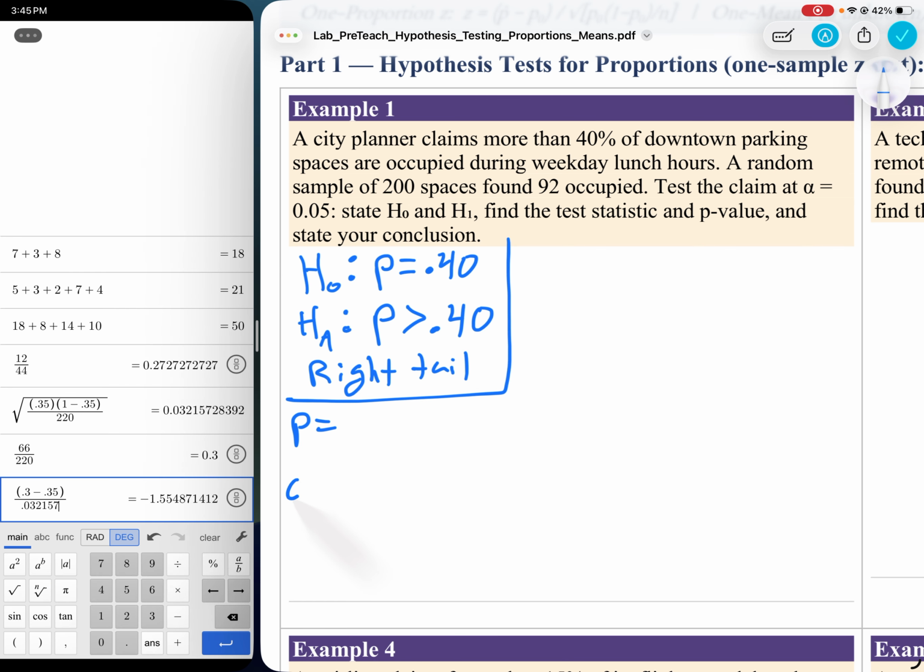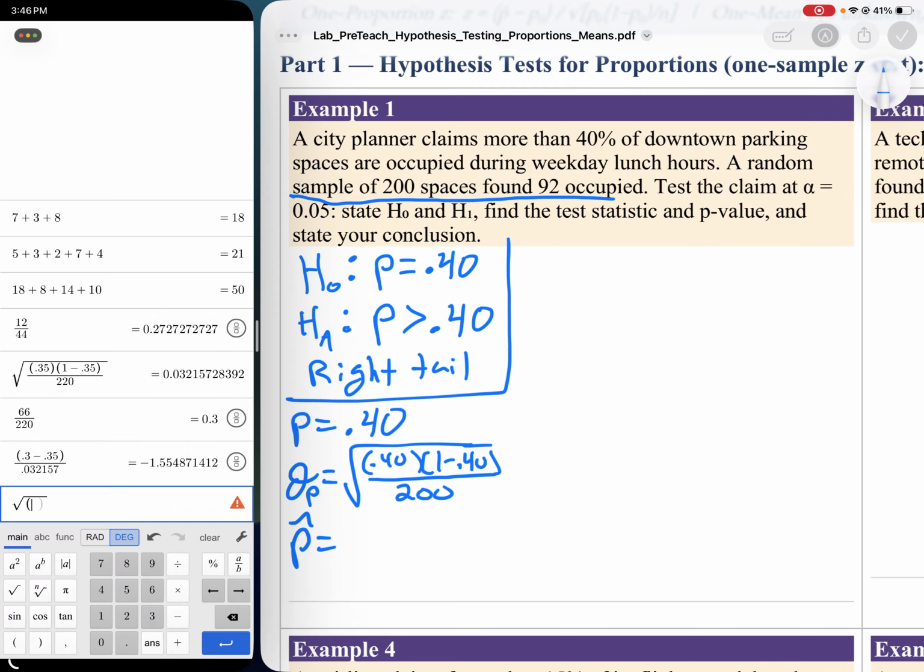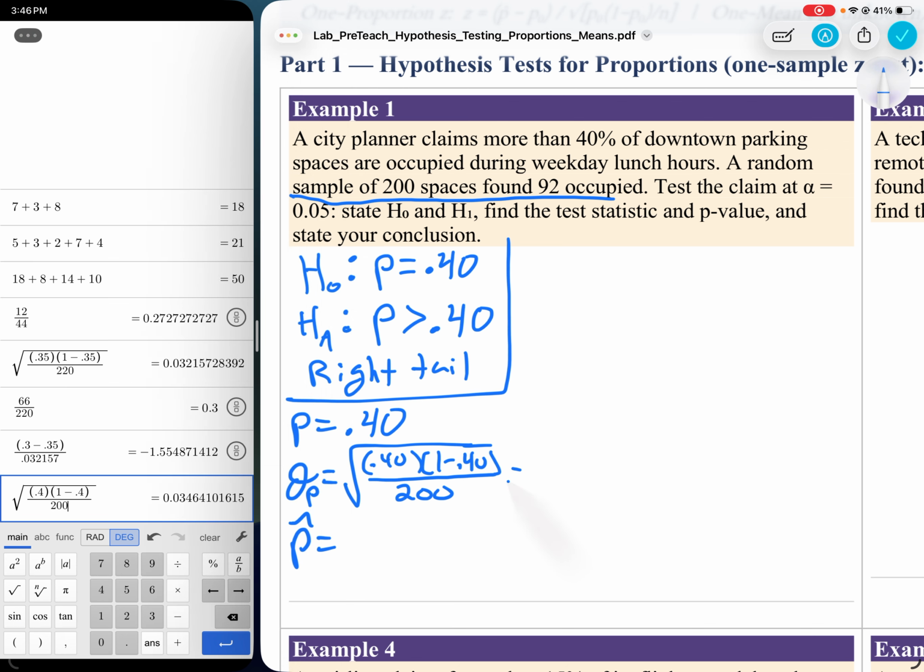Let's get P, the standard deviation, and P hat. The population P that we're going to use will be the same as we identified in the null hypothesis, 0.40. To get the standard deviation, we're going to take our population proportion times 1 minus the population proportion divided by our sample size, which is 200, all of which is underneath the square root sign. So 0.4 times 1 minus 0.4 divided by 200, all underneath the square root. We'll use 0.03464.